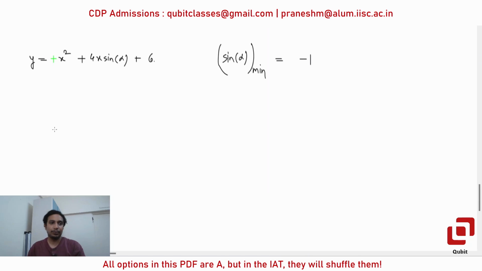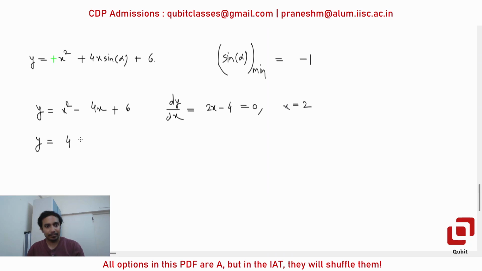is minus 1. So we will have y equal to x squared minus 4x plus 6. Let's take the derivative. It is 2x minus 4 equated to 0. We will get x equal to 2, and then we can find out y there. Six plus 4, 10, 10 minus 8, y is 2. Okay, now we know it's y min actually.